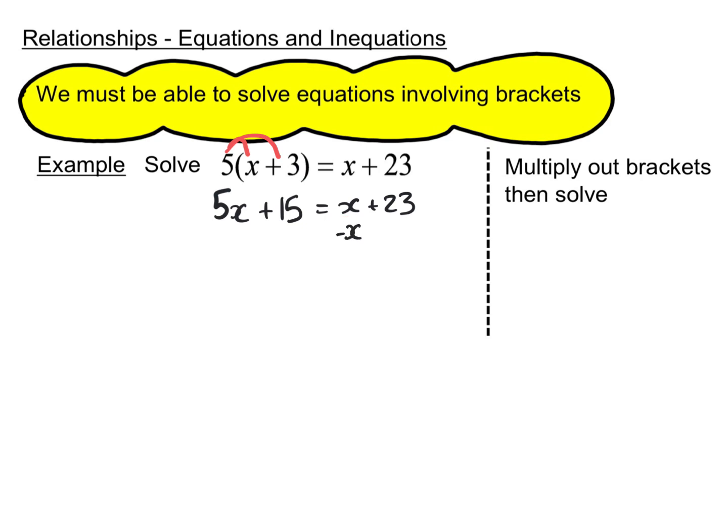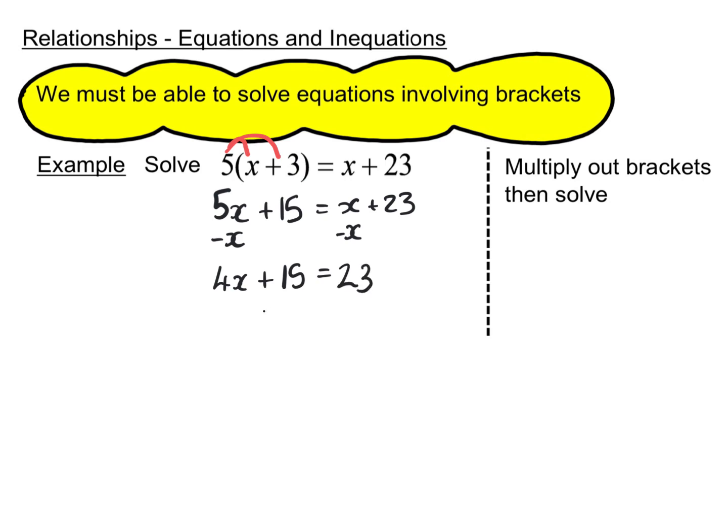So take away x, and therefore, because it's an equation and sides are equal, I need to keep them equal by doing the same thing to both sides. So that's going to be 4x plus 15 equals, and we have x take away x, which means that's 0, that disappears, and I'm left with this positive 23, so just 23 in that space there.